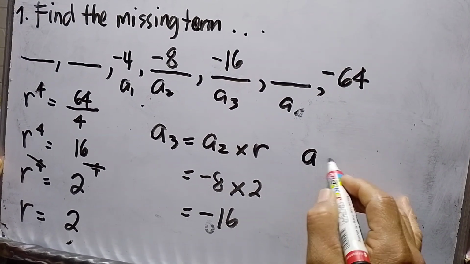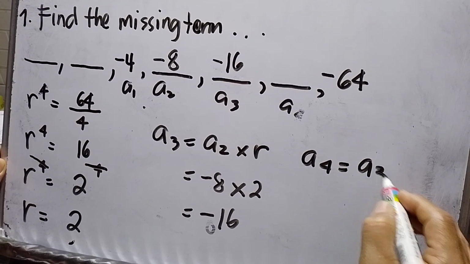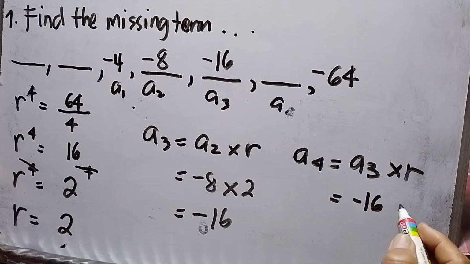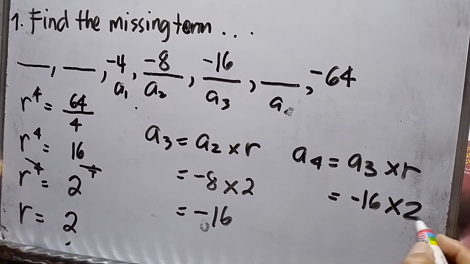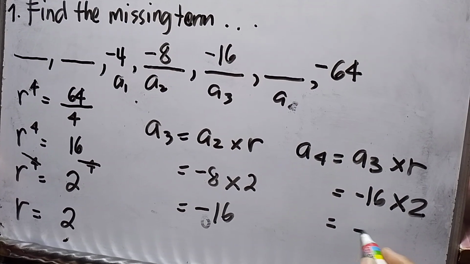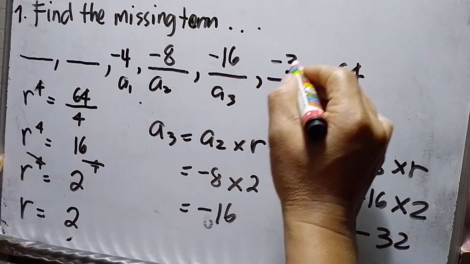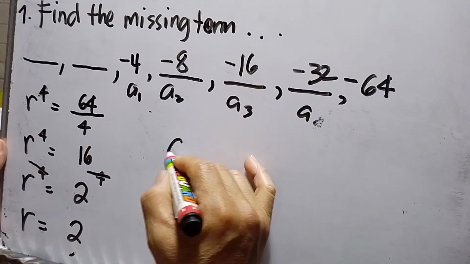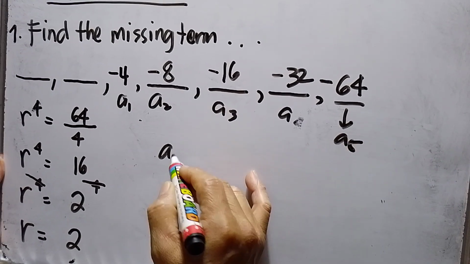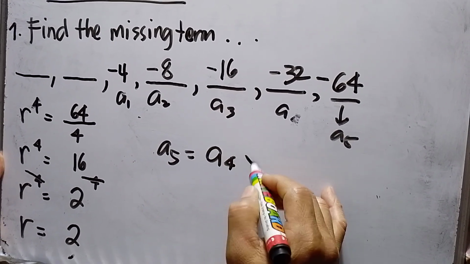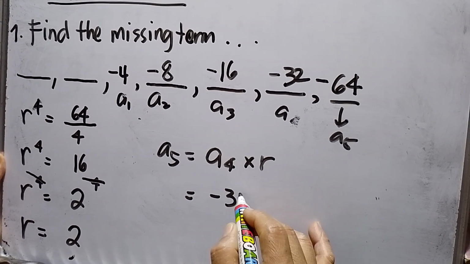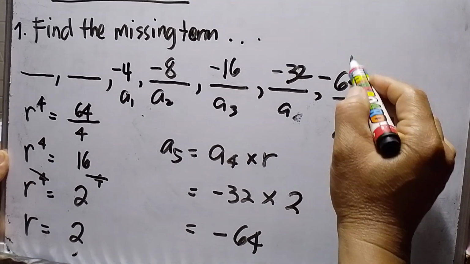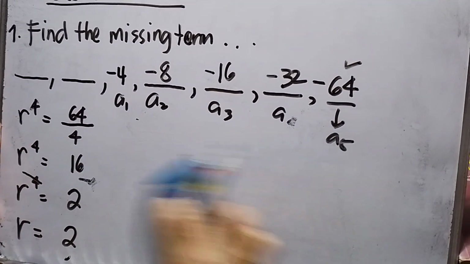And then my a4, a3 times r. So my a sub 3 is -16, and then multiply by the common ratio, which is 2. And we know that -16 times 2 is -32. So this is -32. How about if we check a5, if it is correct? a5 is equal to a4 times r. So a4 is -32 times the common ratio, which is 2. So this is -64. So therefore, this is checked.